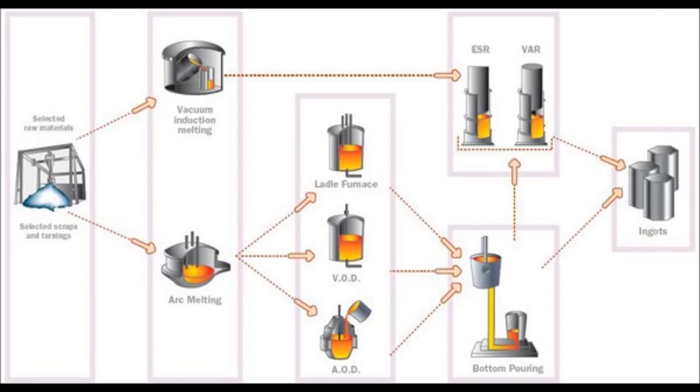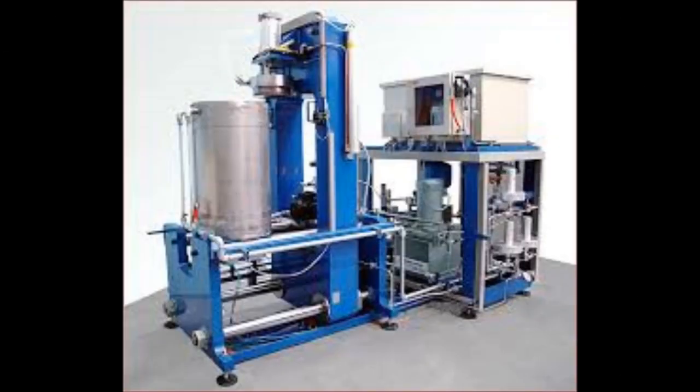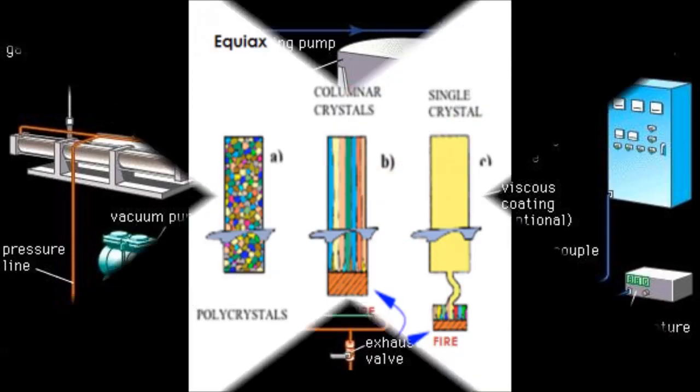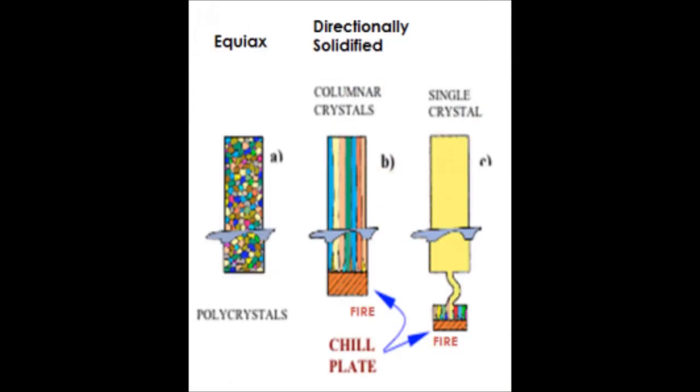VAR goes through the same VIM process, but then remelts a portion of the material and cools the material at a controlled rate. Finally, in the 1970s, hot isostatic pressing, or HIP, was discovered. HIP exposes the superalloy to elevated temperatures and high pressure. This process reduces porosity and increases the ductility and fatigue strength, just as the turbine blades need to be successful. However, the innovations didn't stop there.